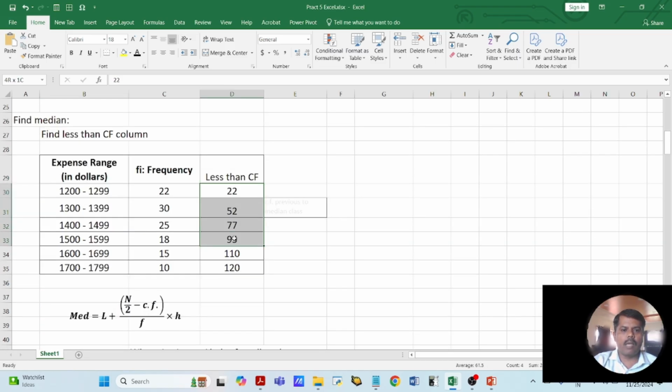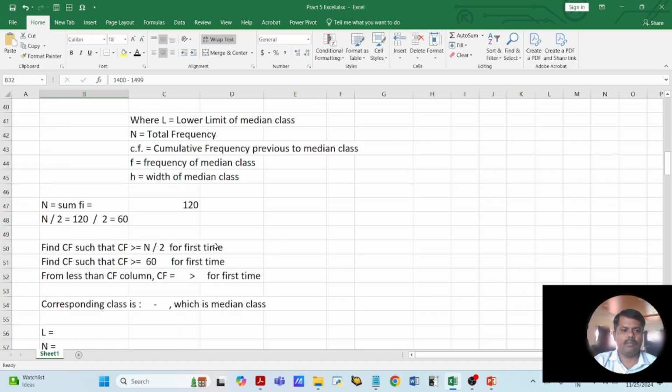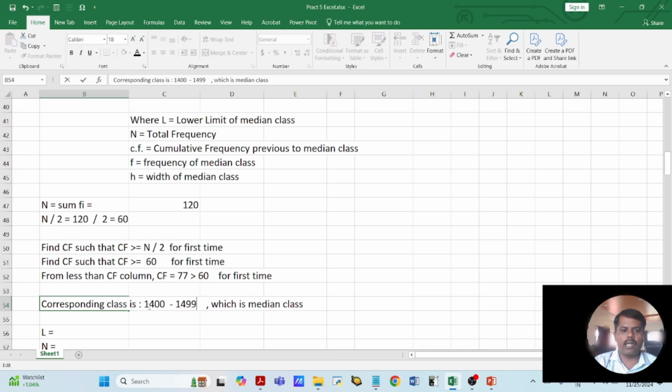From this less than CF column, we can see 52 is less than 60. So let's look for the next value. It is 77. 77 is greater than 60 for the first time. So the corresponding class is 1400 to 1499. This is the median class. Thus the corresponding class is 1400 to 1499, which is the median class.